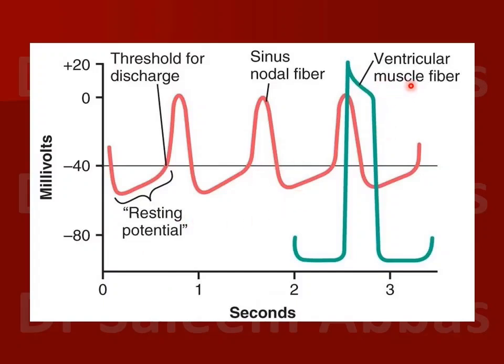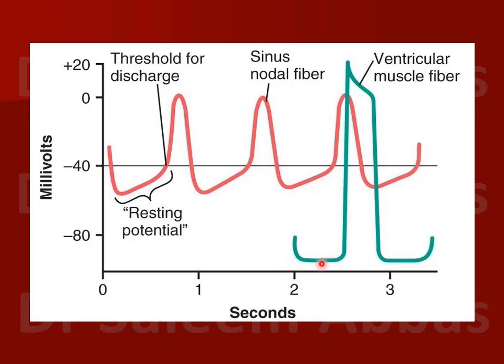This diagram shows the action potentials of both ventricular fibers and the sinus nodal fibers. This green line is the action potential of the ventricular muscle fiber, okay? And we have already discussed it in the previous lecture. This is phase 0, followed by phase 1, phase 2, and then phase 3, and this phase 4. So I have already explained all these phases.